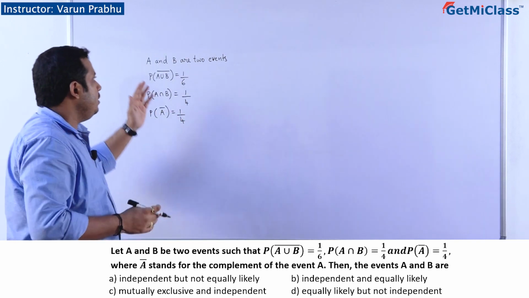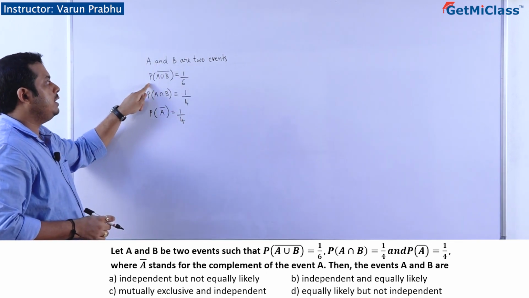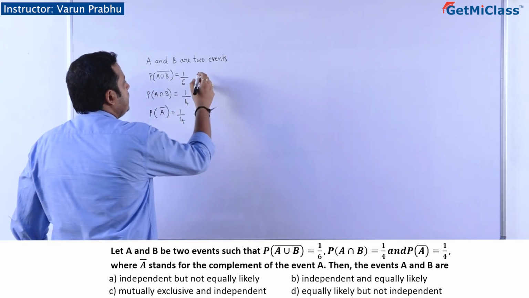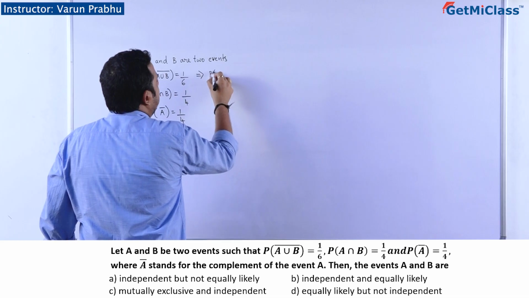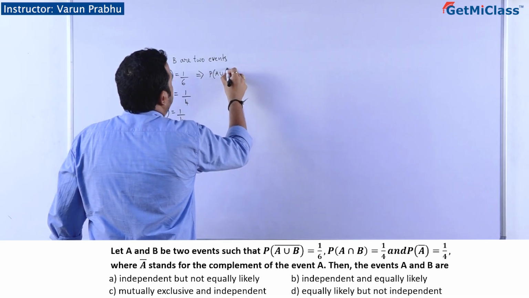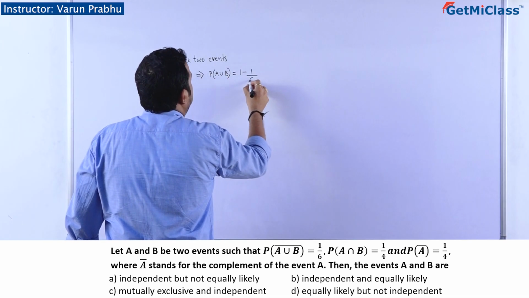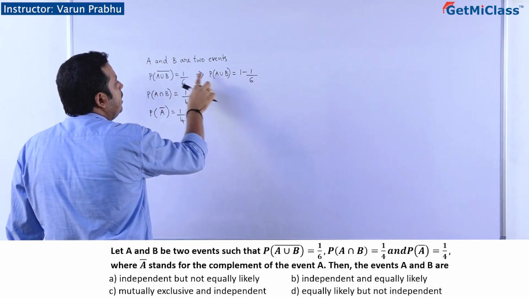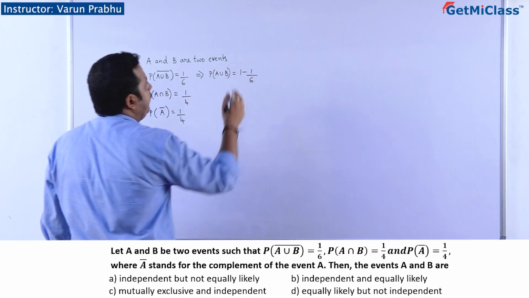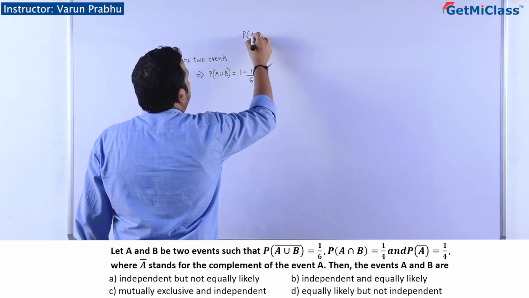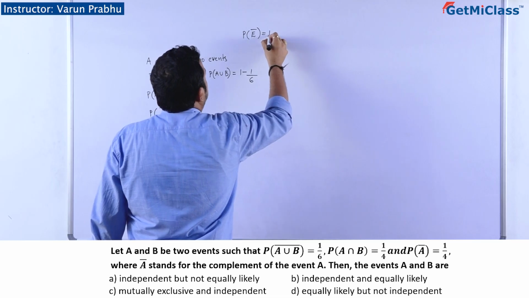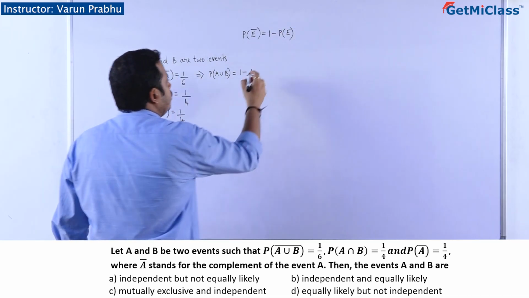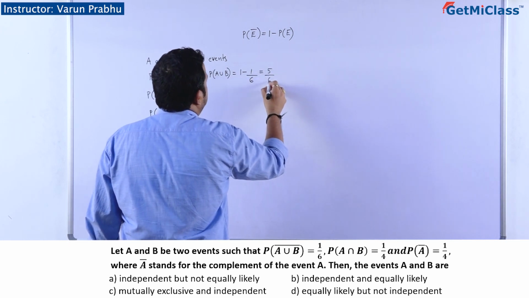If you look at this question, A and B are two events whose description is given here. Probability of (A union B) complement is 1 by 6. This implies to me that we should use the complement relation: probability of (A union B) bar is equal to 1 minus probability of A union B. Probability of E bar, the complement of an event, is equal to 1 minus probability of that event occurring, correct? So this answer will be equal to 5 divided by 6.